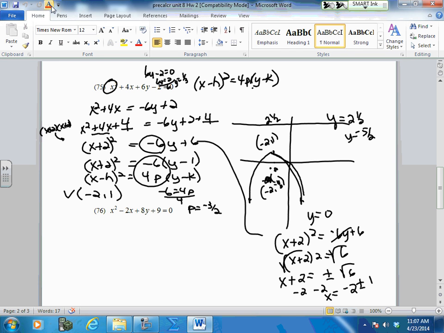Now, you can leave your intercepts like this, comma 0, because you can't really reduce radical 6. You can't reduce it any more than that. So one's coming here, one's coming here. The focus is at negative 2, negative 1/2.